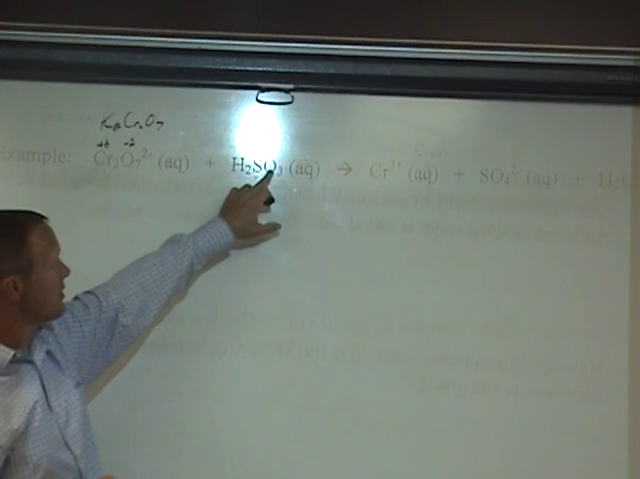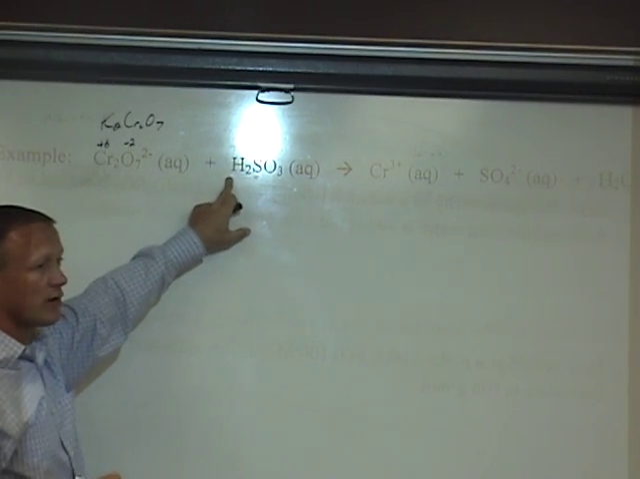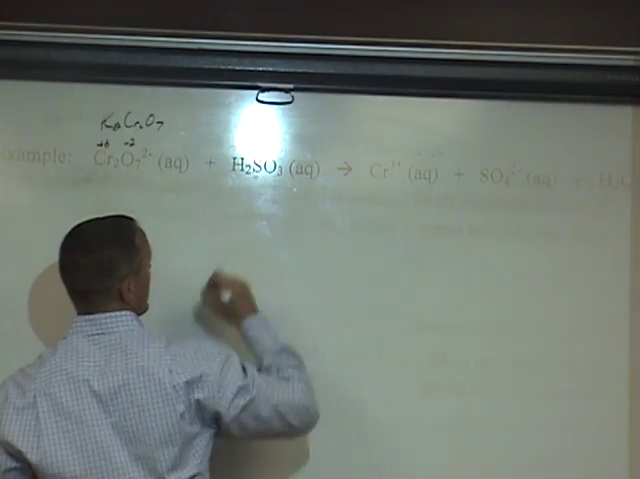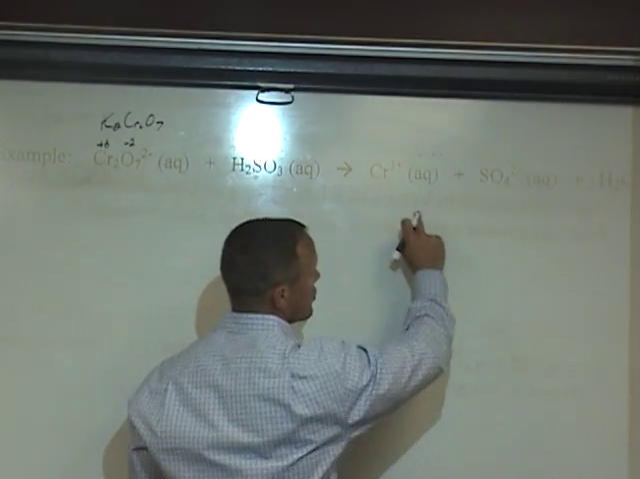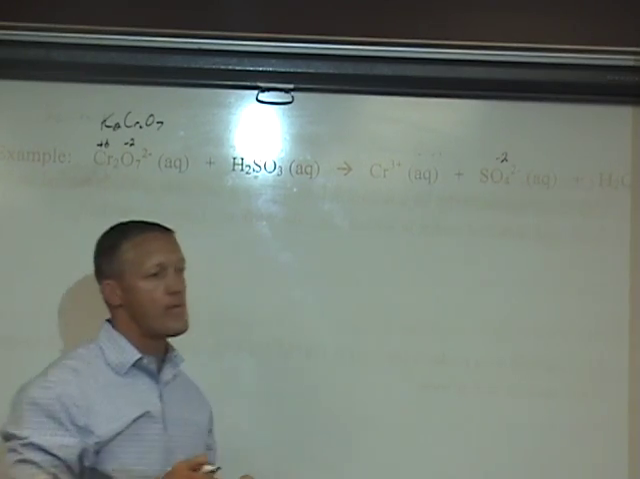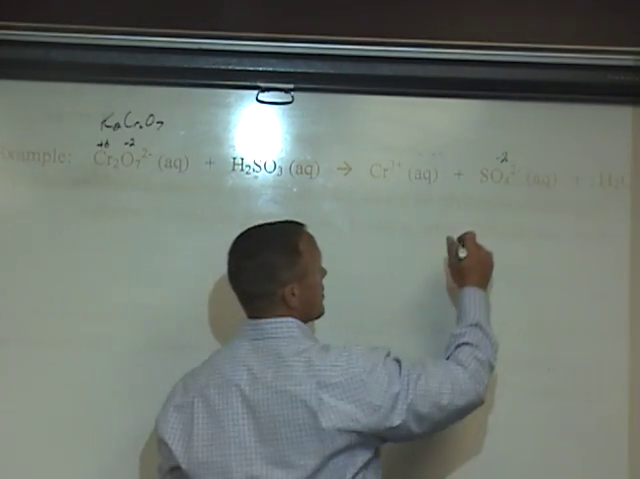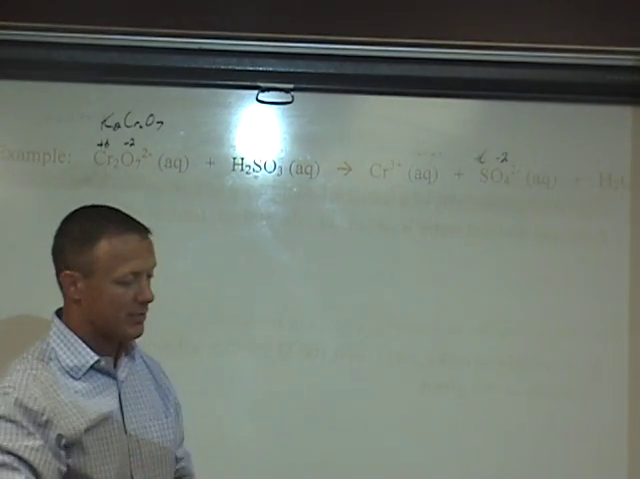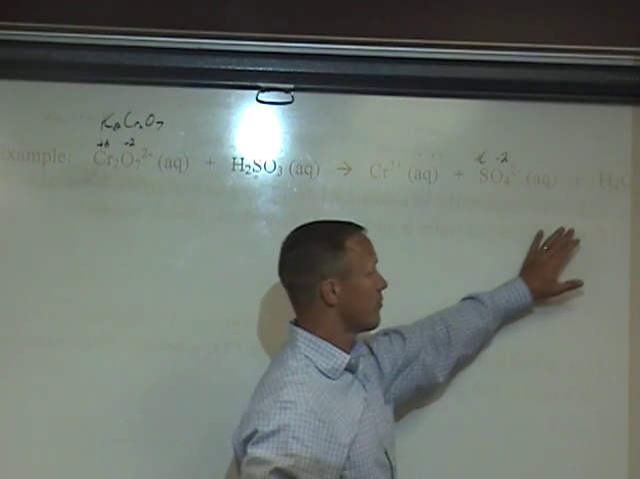So we've got a -6 for oxygen and a +2 for hydrogen. So sulfur must be a +4. Got chromium's charge. What is sulfur right there? And this is +6. Sounds pretty right. And then you have water, +1, -2.